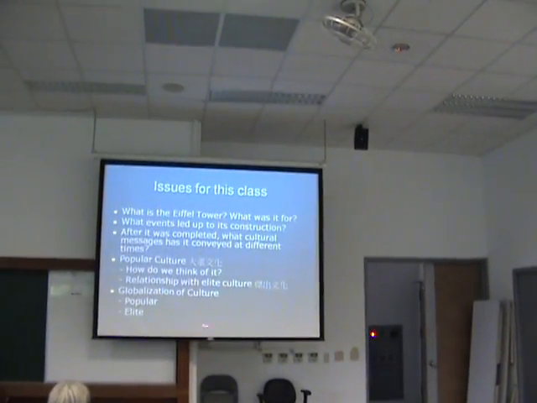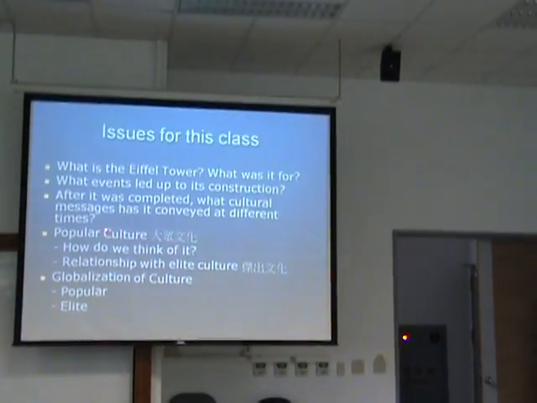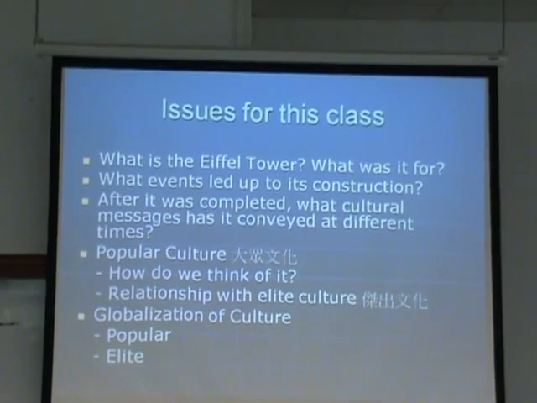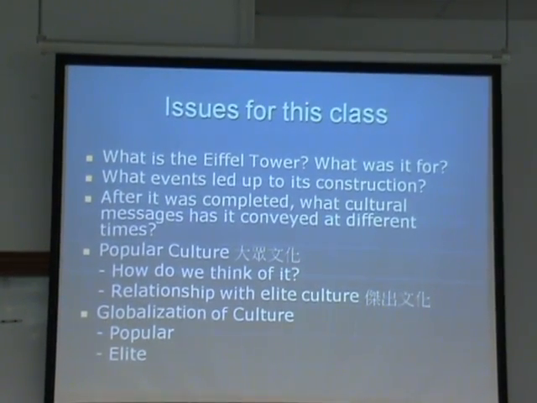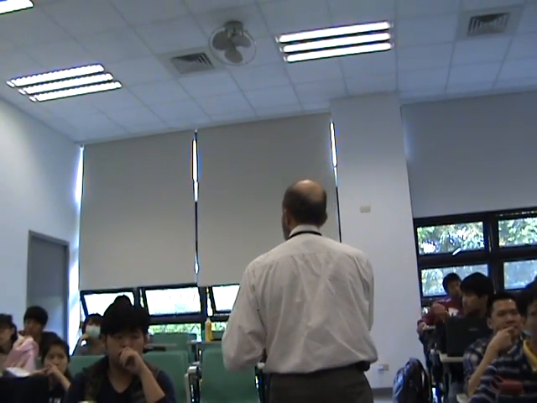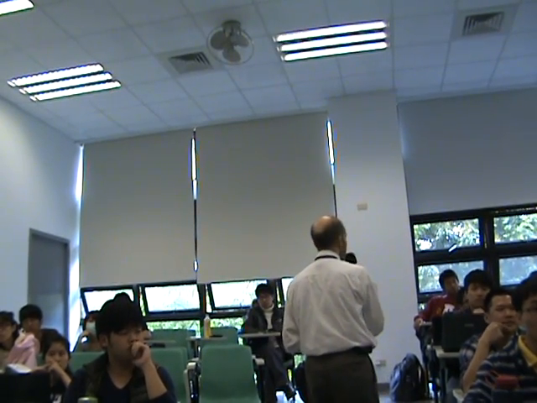The other thing we'll talk about is this globalization of culture. How culture, both popular culture and elite culture, are merging all over the world. Usually we talk about globalization as something that happens in the 20th century or the 21st century with the United Nations, with the EU. But actually, globalization started much earlier. And the Eiffel Tower will show us something about how this globalization happens.